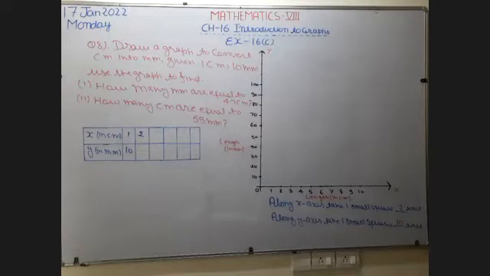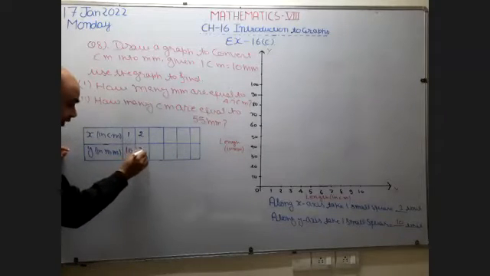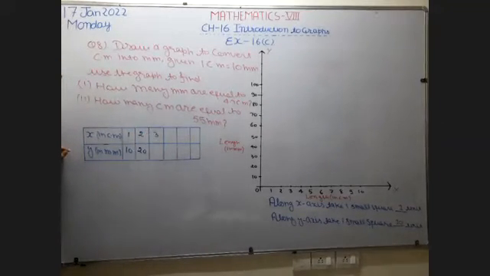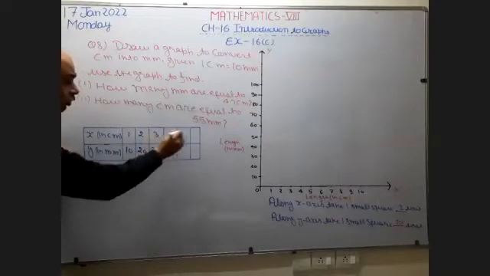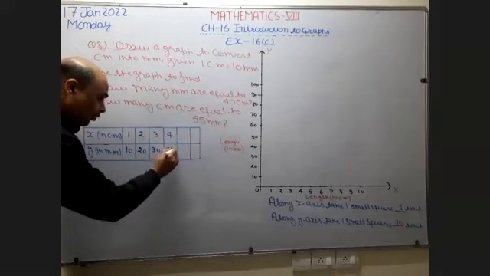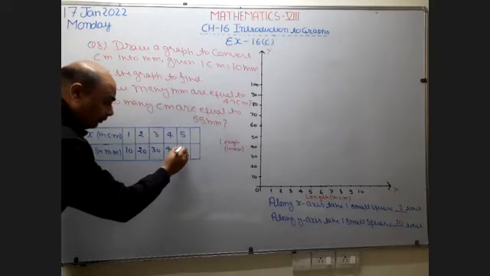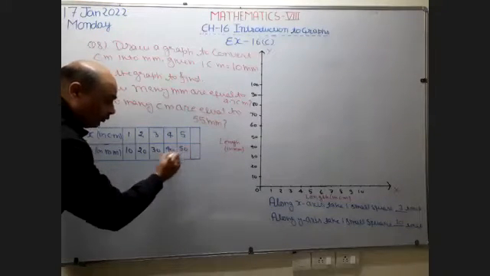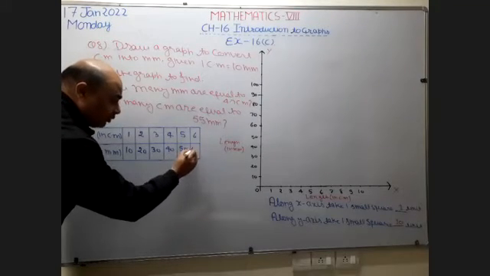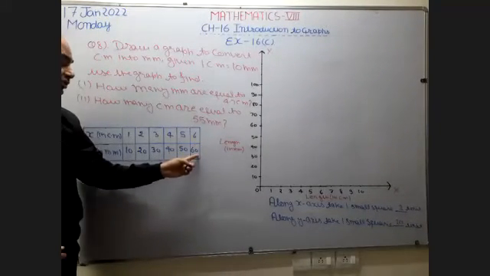Tell me, beta, if 2 centimeters are there, how many millimeters are there? Sir, 20. Okay, 20. If 3 centimeters is there, how many millimeters are there? 30. 30. In this way, you have to complete this table. After 4 centimeters, this is going to be 40 millimeter. When 5 centimeters are there, it becomes 50. And with 6 centimeter, the millimeter becomes 60 millimeter.